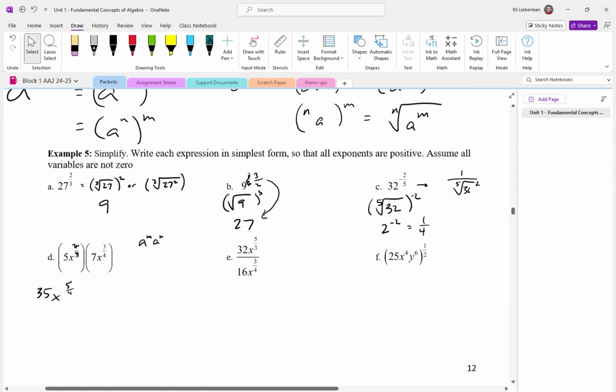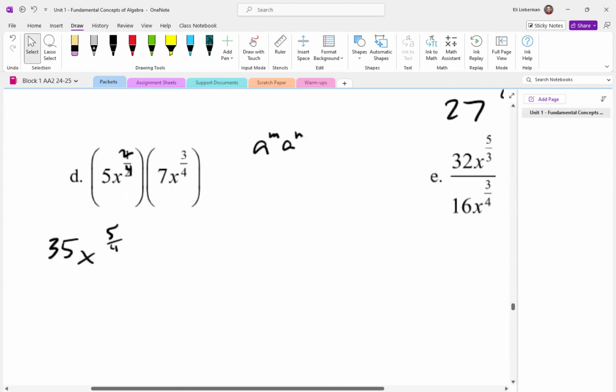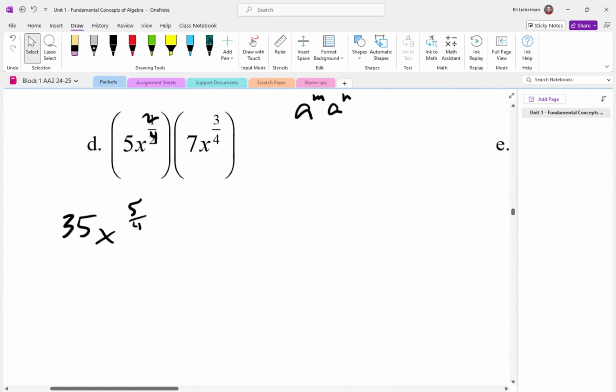Now let's see. It says write each expression in simplest form so all exponents are positive. Assume all variables are non-zero. So I think we have a little bit more work to do here. Yes, Lincoln, you know what to do. Because the power is more, take out x. Yeah, let's examine this right here. Now we're on the bottom, so we're dealing with the 4th root. If I just put x on there, I don't know what the 4th root of x is, so I'm going to put that 5 inside. I'm going to use that second option here.